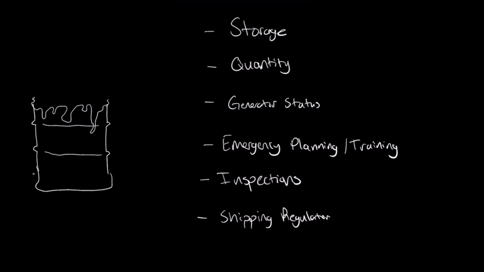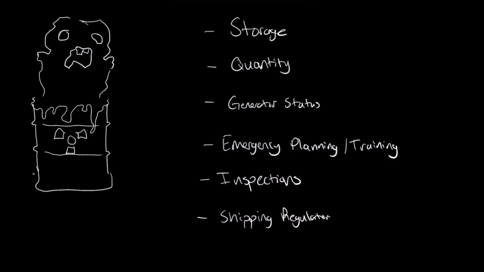And that'll all be based off your generator status, which just breaks down to very small, small, and large, meaning how much you produce of these materials. Emergency planning will have to be implemented, and employees will have to be trained on what to do with this material. Regular routine inspections will be implemented, and regulations on shipping as well as a manifest will be required as these materials are more dangerous to transport.